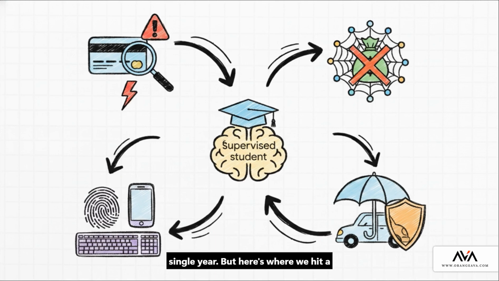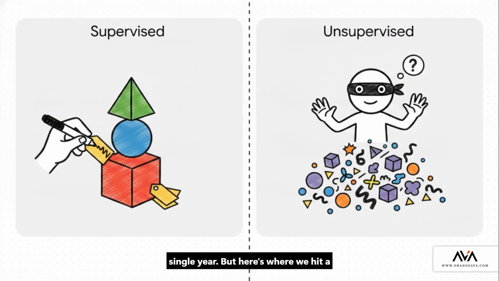But here's where we hit a big pivot in the machine learning world. See, supervised learning requires a ton of human effort up front. Somebody actually has to sit down and label all those features and target outcomes. But what happens when you don't have that answer key? What if you're just staring at massive mountains of raw data without any clear target? Well, you're essentially flying blind. And to handle that, you need a completely different approach.